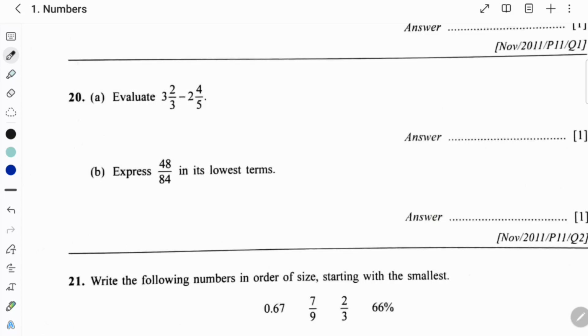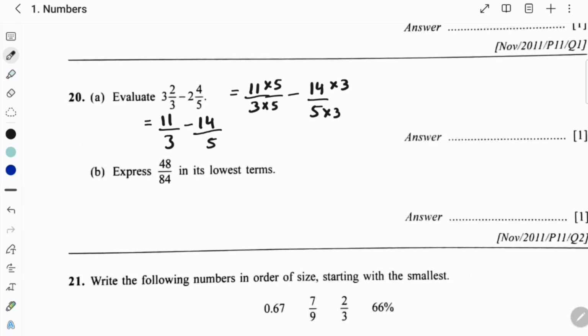Okay. All right, this part: evaluate 3 whole 2 over 3 minus 2 whole 4 over 5. 3 threes are 9 and plus 2 is 11. So 11 over 3 minus 5 twos are 10, 10 plus 4 is 14, 14 over 5. So what do you do now? This 11 over 3 you multiply with 5 to make 15 denominator, and this 14 over 5 you multiply with 3 to make the denominator.